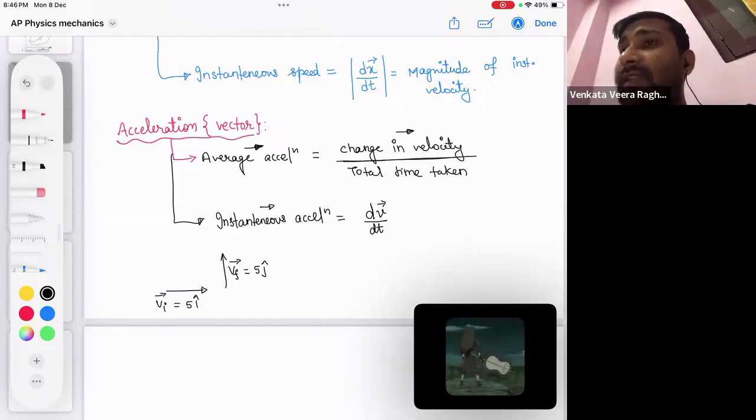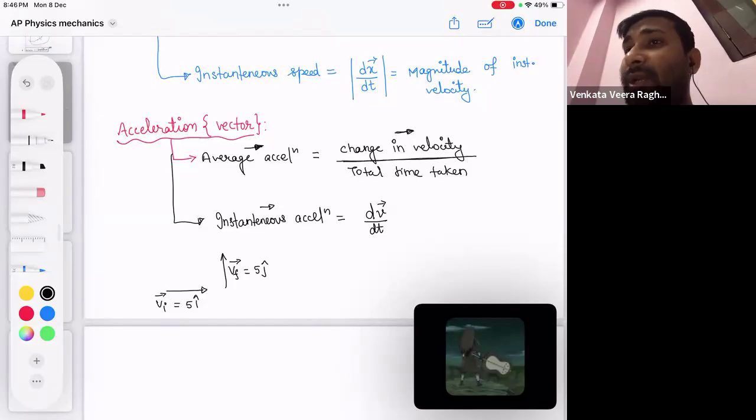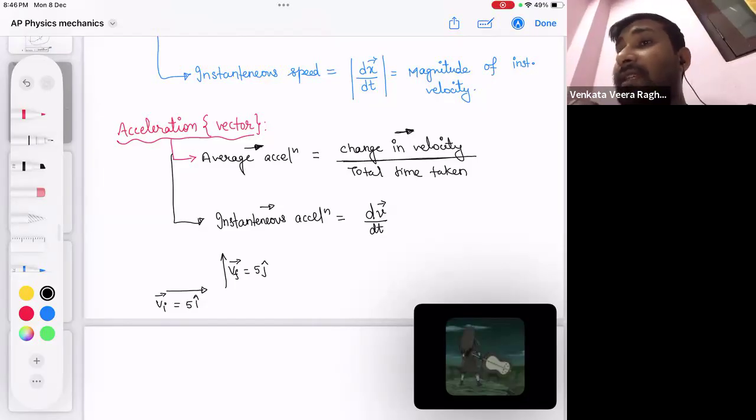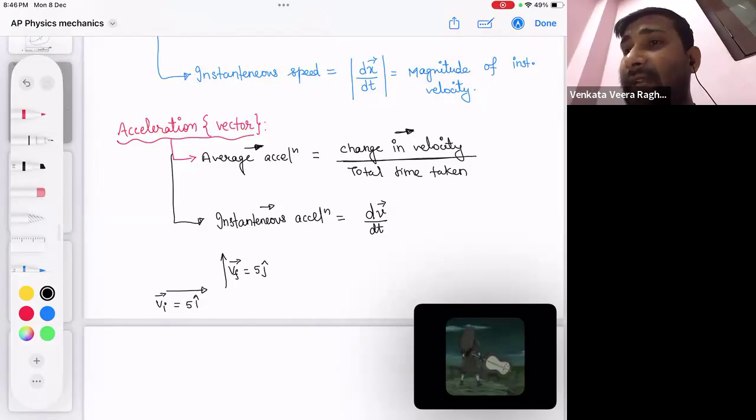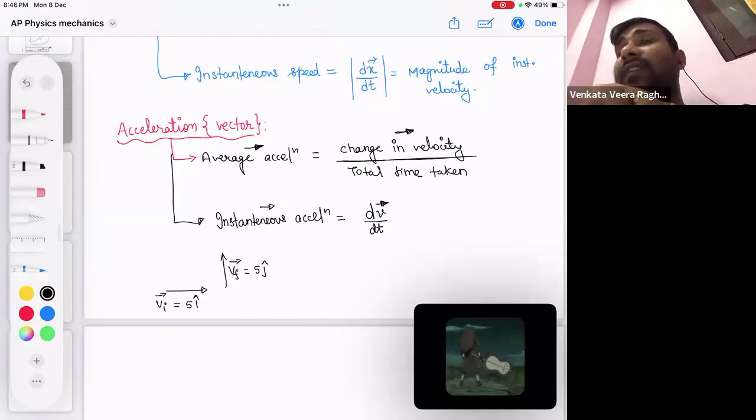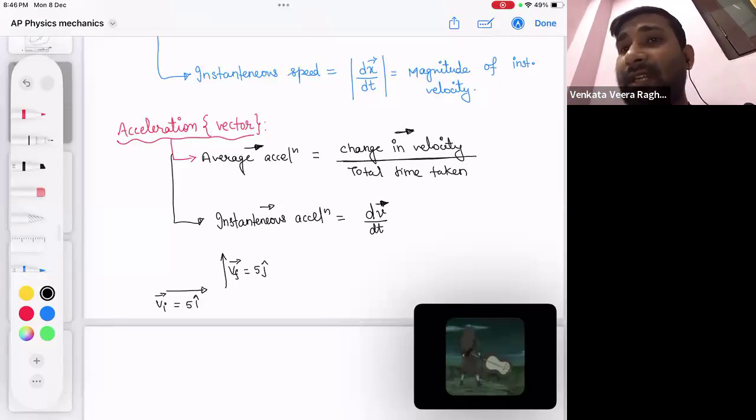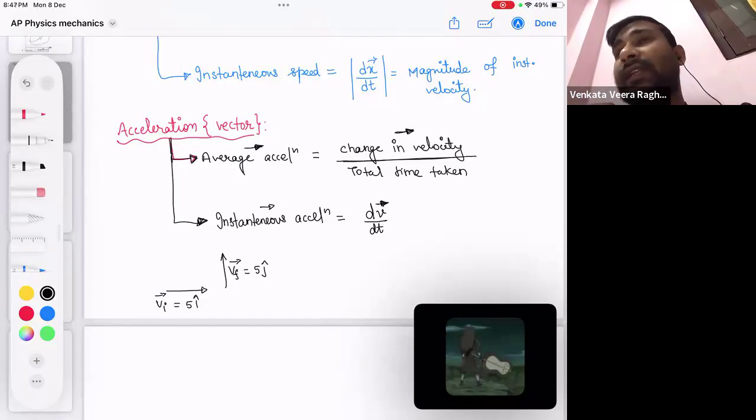Understood? So that's why it is important, that's why I am writing step by step. Change in velocity, and we are highlighting it here also. I am talking about change in velocity, not change in speed. Acceleration is for what purpose? For changing the velocity. So if the velocity is changing, there will be acceleration. Okay, is that clear? Yes, sir.